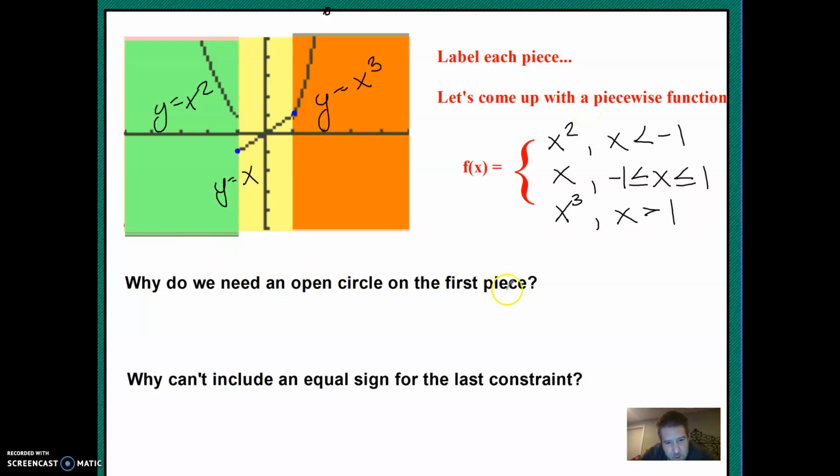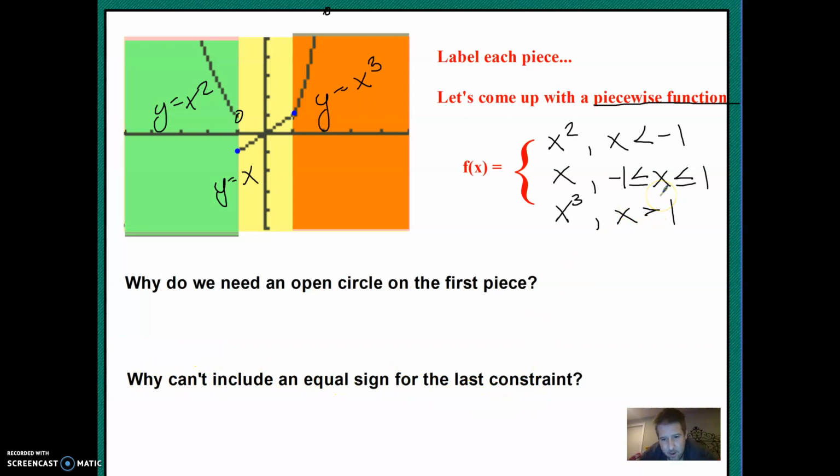Why do we need an open circle in the first place? So open circles here, and the reason why we have that is because we don't want any one domain to have two different ranges, because if that's the case, then it is no longer a function. And it very well states that this is a piecewise function. So it has to be open on one side and closed on the other, because only one of them can be the answer. Why can't we include an equal sign for the last constraint?